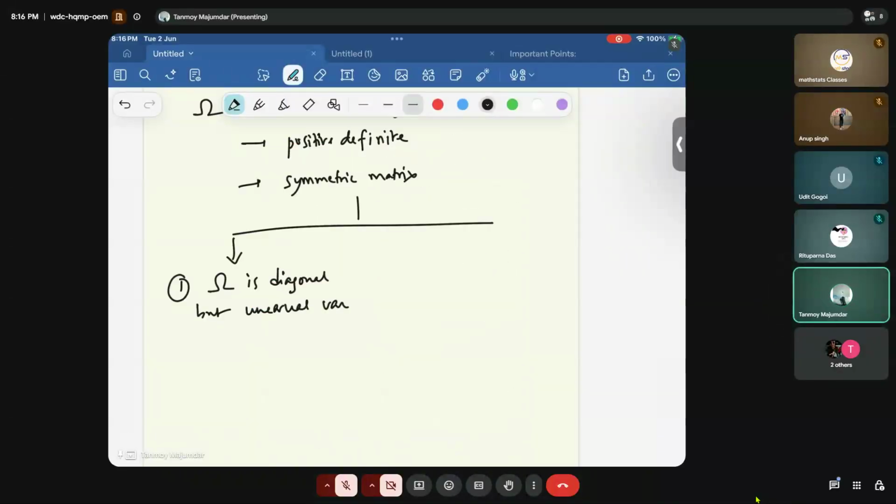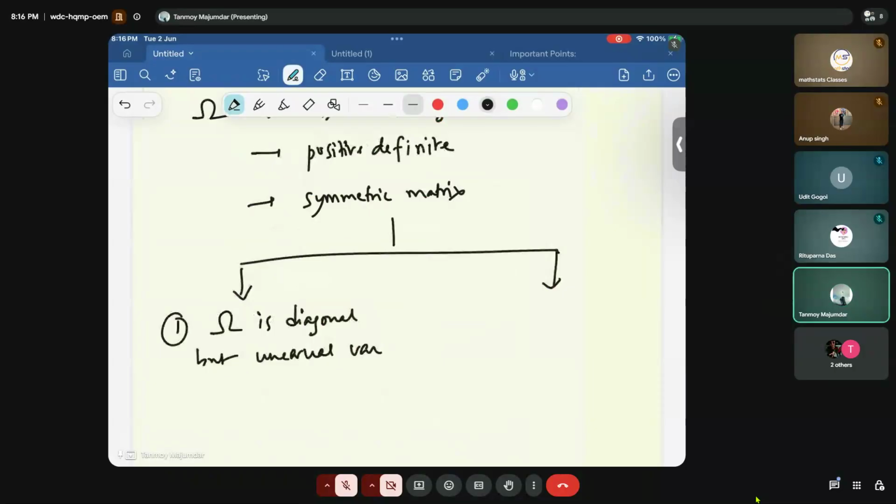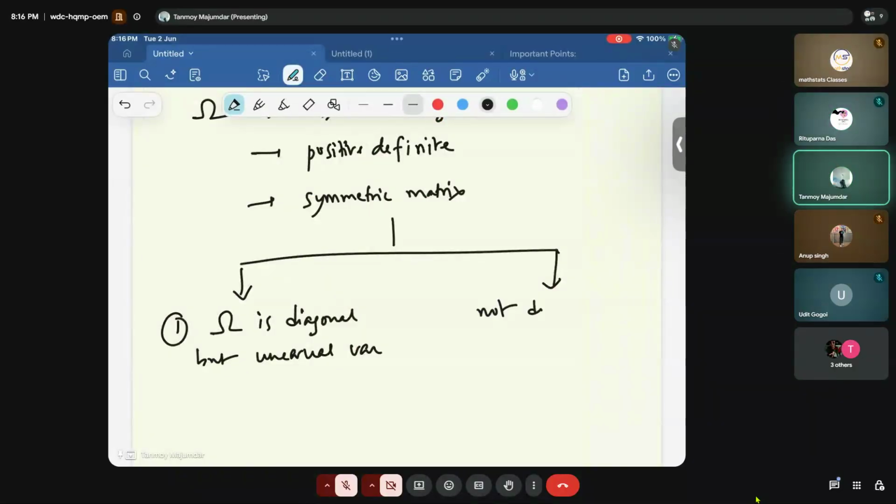Okay. Second one is that not necessarily diagonal. Maybe there are some off diagonal elements. For example, if they are dependent, if epsilon i and epsilon j, दो number point है, they are dependent. If they are dependent, then off diagonal element is not 0. Okay, so in that case, we will be having correlated errors.